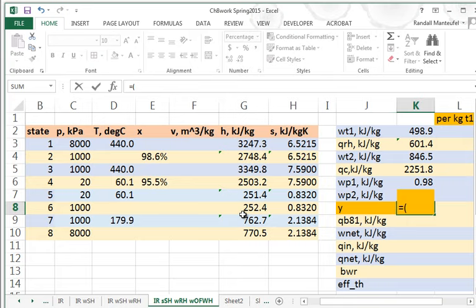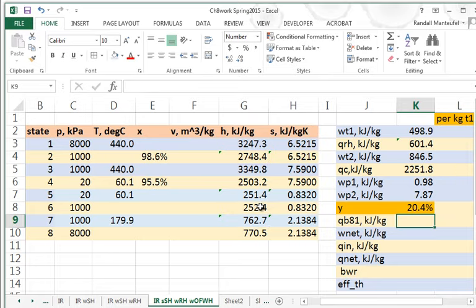(7 minus 6) divided by (2 minus 6). Thank you very much for that help. And so we find that 20.4% of the steam is diverted to feed that open feed water heater, leaving a little less than 80% to continue on through the reheat, through the second turbine, through the condenser, etc.